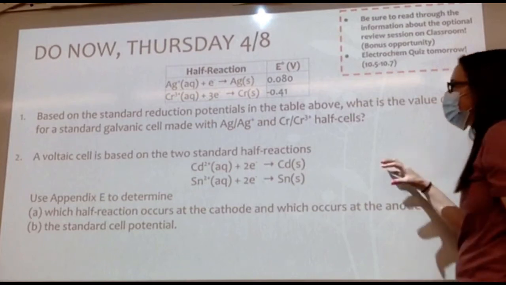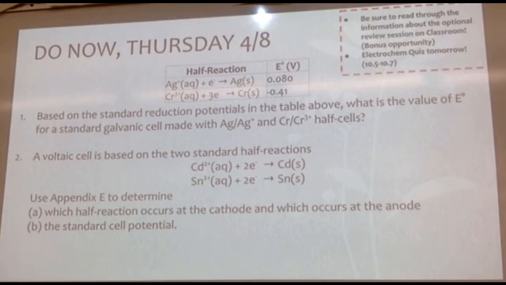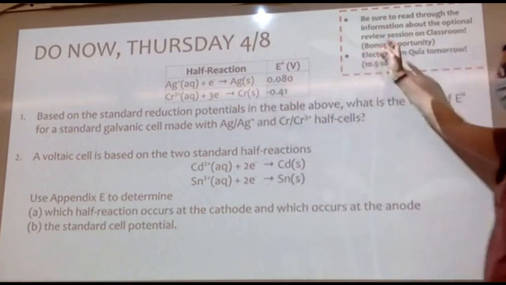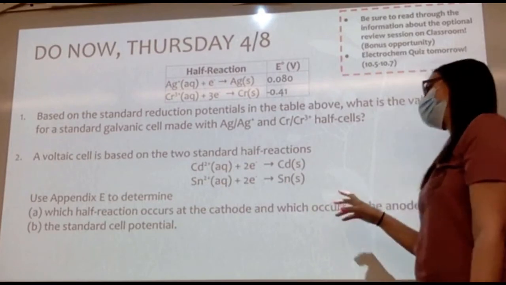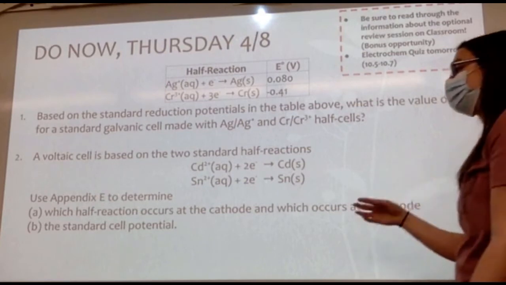So for today's Do Now, there are two questions, both on cell potentials. Number one was actually a multiple choice question that I just turned into short answer. So this was right off of one of the practice multiple choice tests. And then number two is a question more out of the textbook, which is why it says use Appendix E.